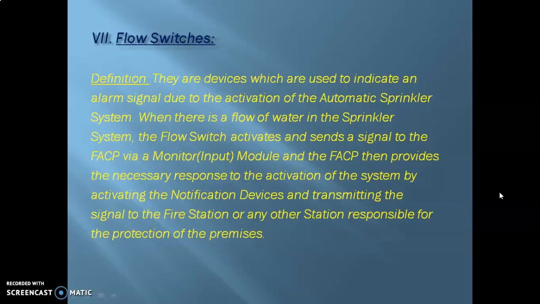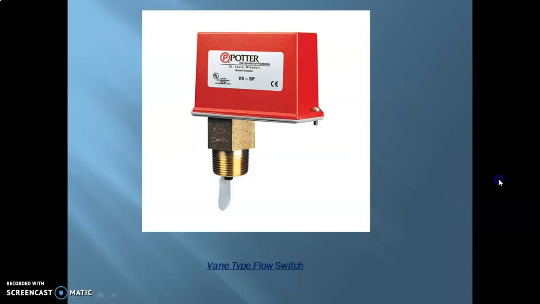Then, as per this signal, the fire alarm control panel takes a necessary action by activating the notification devices or transmitting the signal to the fire station or any other station that is responsible for the protection of the premises. Now moving on, we'll show you just an example of what a flow switch actually looks like.